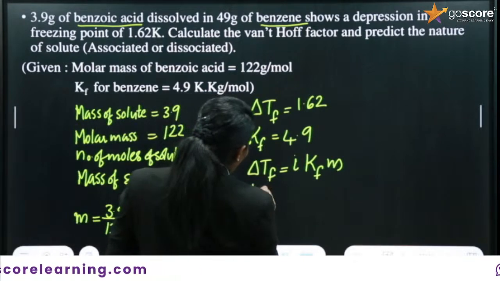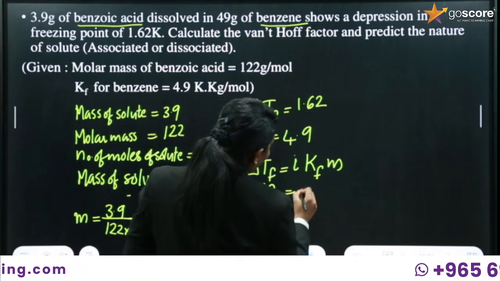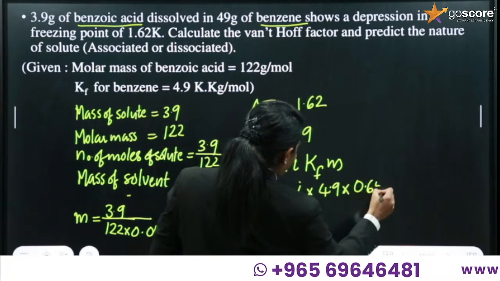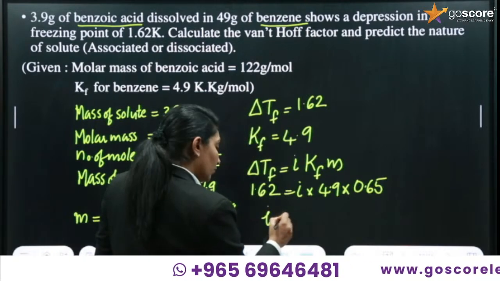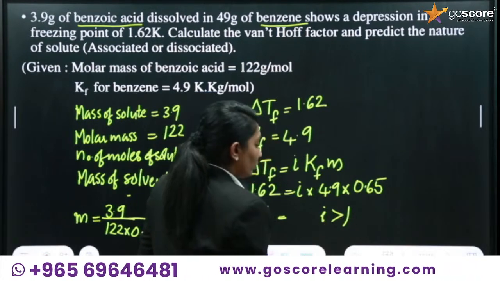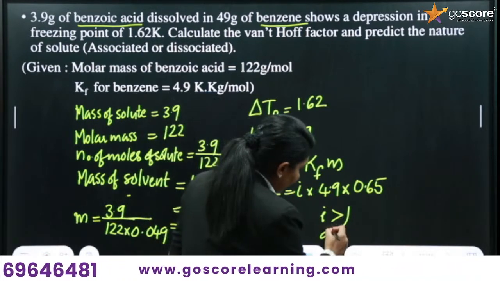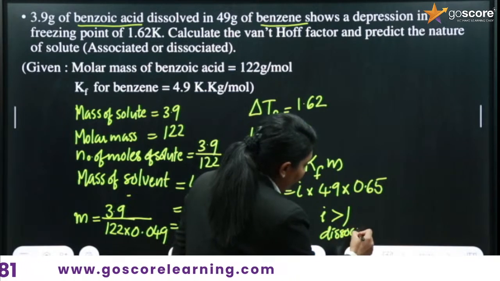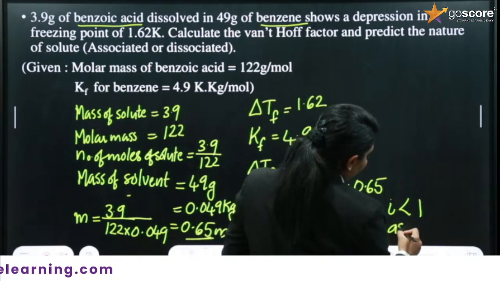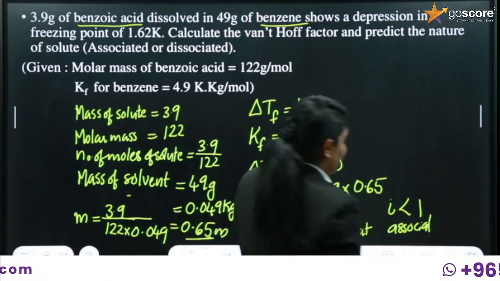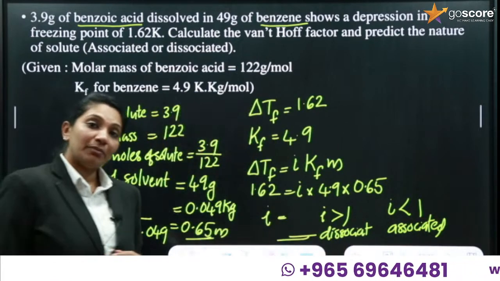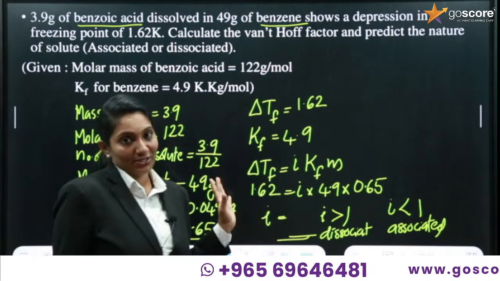So when you substitute the values, 1.62 is equal to I into 4.9 into 0.65. After doing the calculation, you will get the I value, and if the I value is greater than 1, it indicates it is dissociating. If the I value is less than 1, it indicates it is associating. Just find out the solution and put in the comment box whether it is association or dissociation.